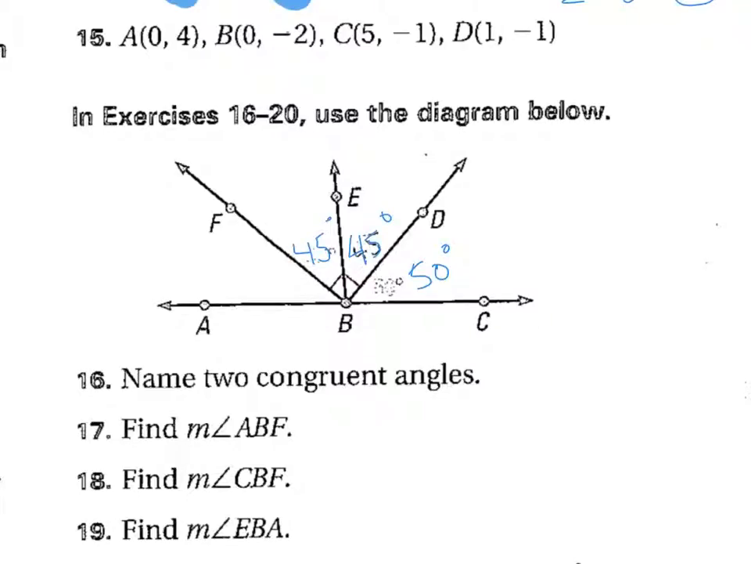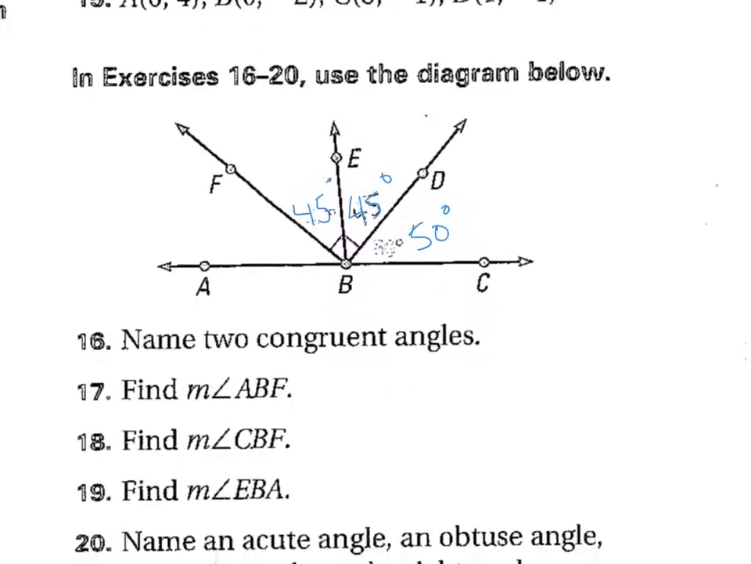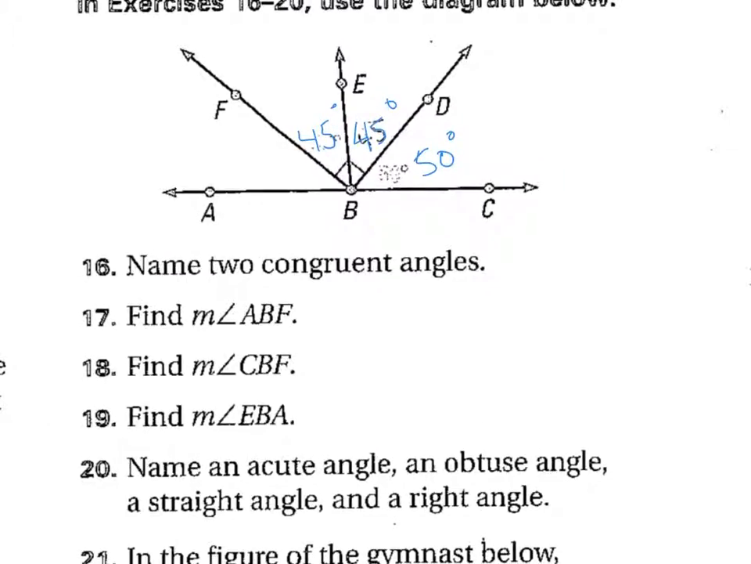Okay, gang, 16 to 20 deals with this picture. They gave us the picture. You can see the right angle here. And they told us this one's 45, which means this one's got to be 45 as well. So you just got to use these. Like 17, name ABF. That is this guy right here.